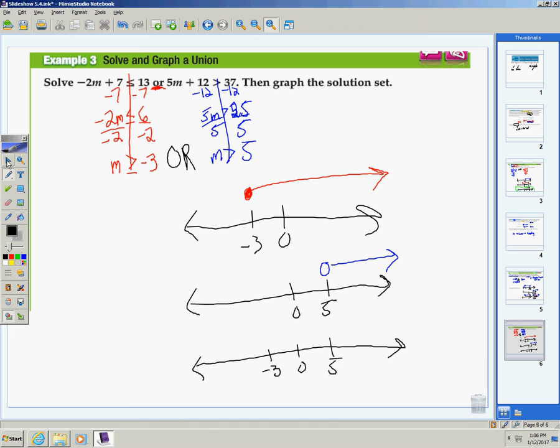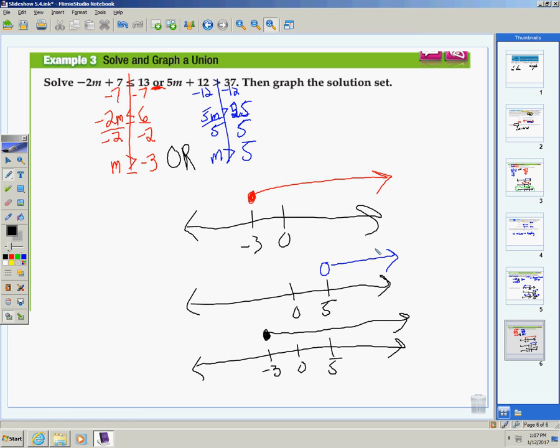And notice what happens when I bring this graph down on top of the other one. M is greater than or equal to negative 3 covers everything on m is greater than 5. So everything on m is greater than 5 is taken care of by this m is greater than or equal to negative 3. So even though my answer looks like m is greater than or equal to negative 3, you'll notice that everything from m is greater than 5 is still on here.